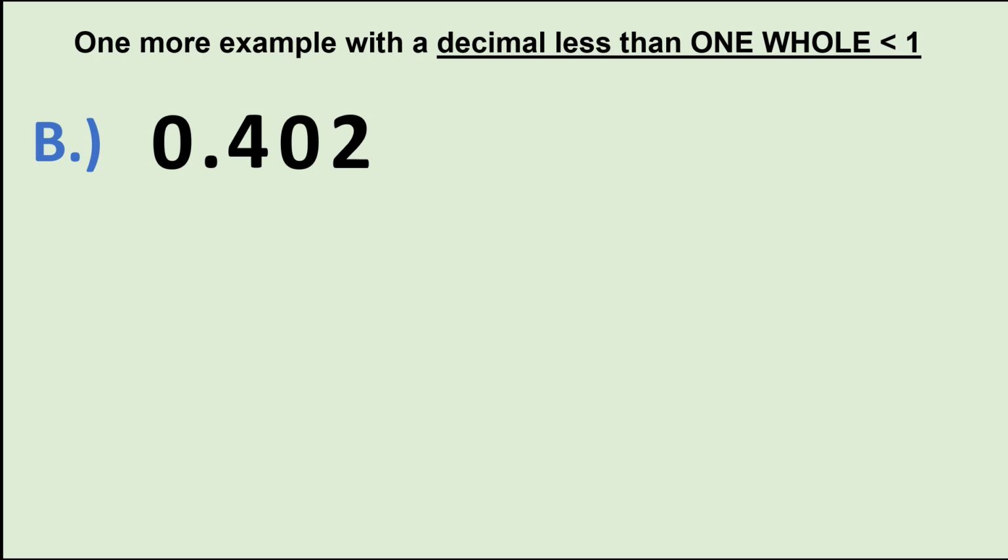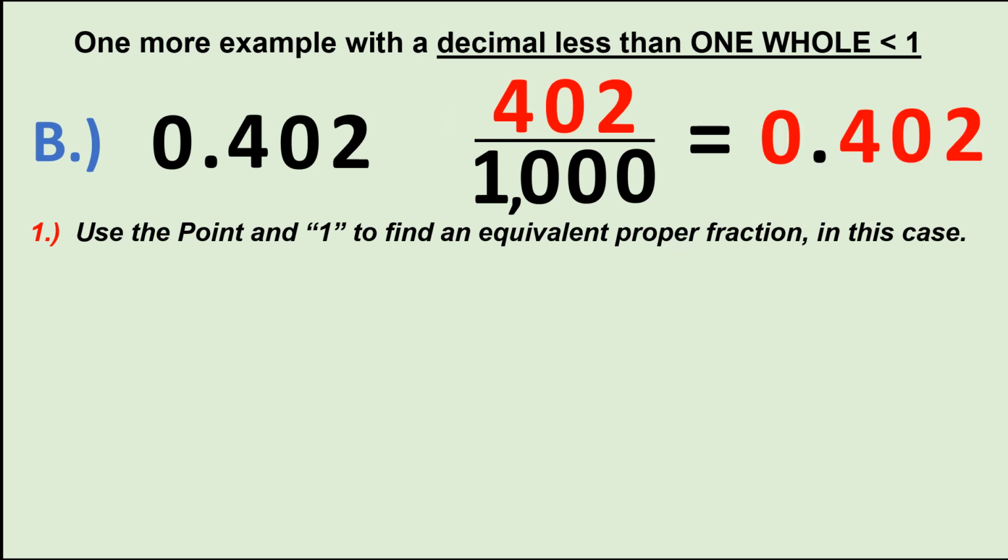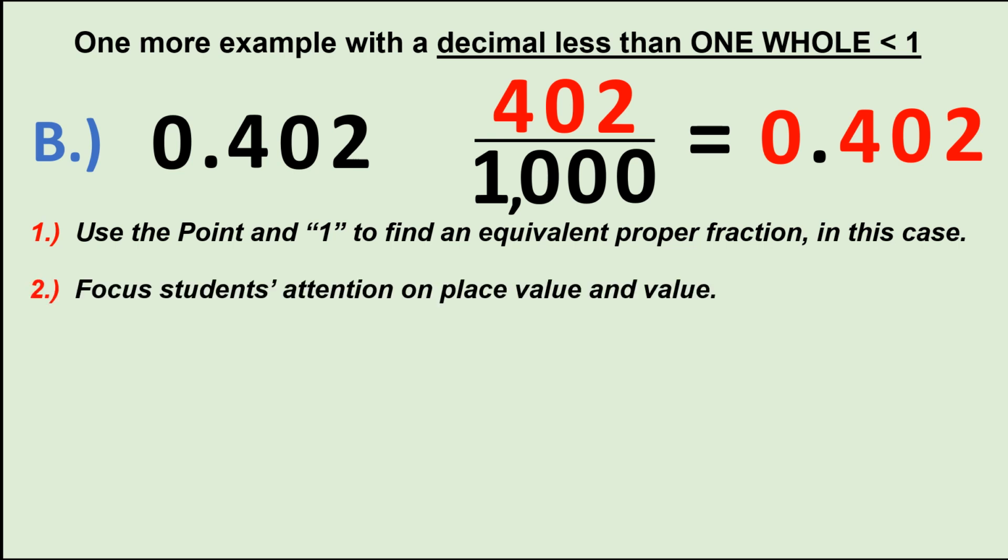Before moving on to decimals greater than 1 whole, let's compute an equivalent proper fraction of the decimal, 0.402. First, I rewrite my decimal and use the decimal point by placing a 1 directly under it. Add zeros under each digit to the right of the decimal point to create the fraction's denominator. Add a horizontal line to simulate a fraction, and then add in the equal sign. Finally, rewrite the original decimal to complete our equality. And presto, we've calculated our decimal fraction equivalency.